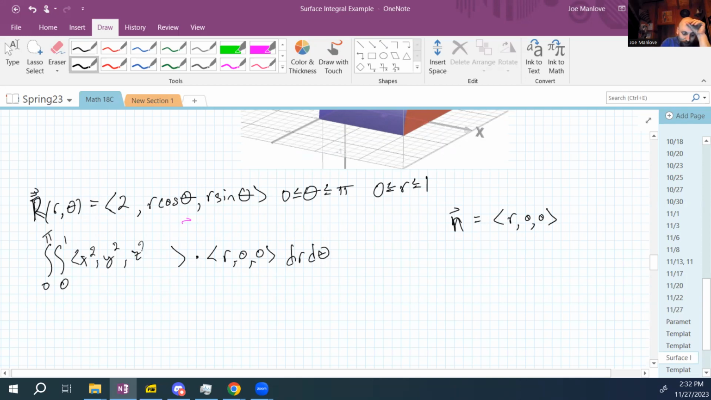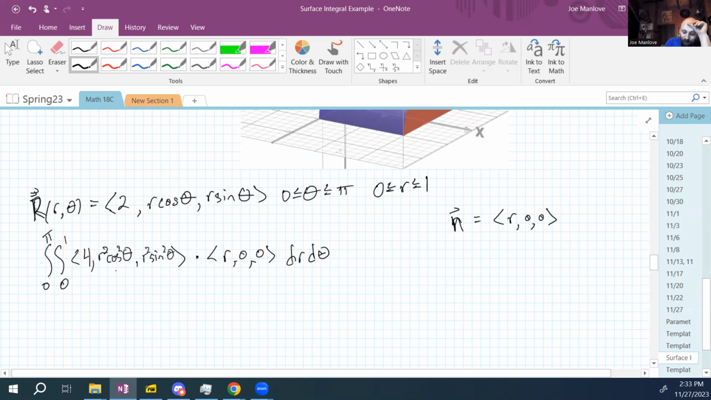And then this is the problem. This is supposed to be x squared, y squared, z squared, but none of that makes sense here. So what I have to do is calculate x squared, y squared, z squared at this stuff, right? So I have to take my surface functions and plug them in. So x is 2. So that means I've got a 4 in the first place. Y is r cosine theta. So that means I have an r squared cosine squared theta in my second place. Z is r sine theta. So I have an r squared sine squared theta in my third place.